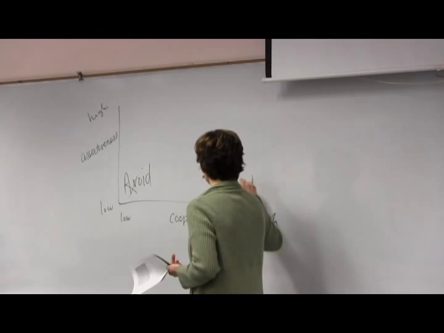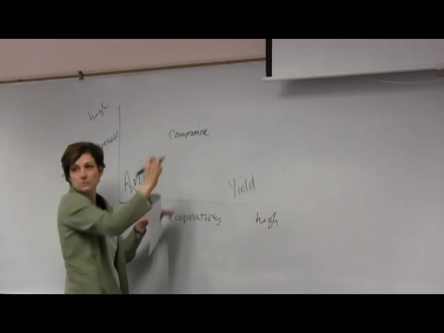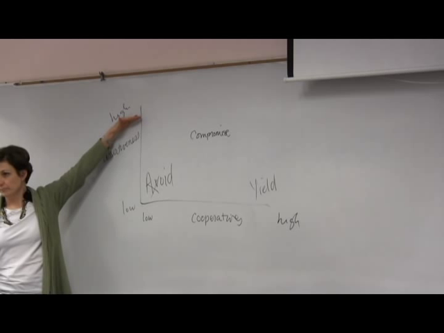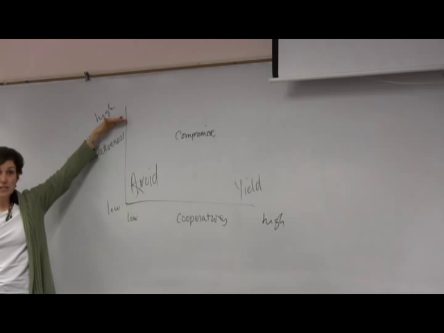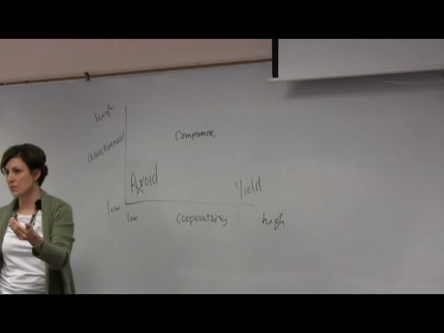Okay. And in the mid-range, we'll talk about it in a minute, but in the mid-range, we have compromise. We'll just meet in the middle. Up here, okay. I know what I want, and I'm going to get it. And I'm not very concerned about what you want. We call this forcing. I force my way to get what I want.